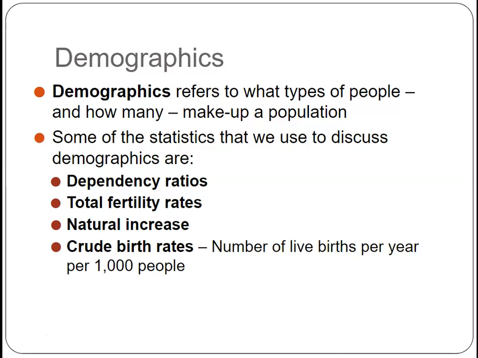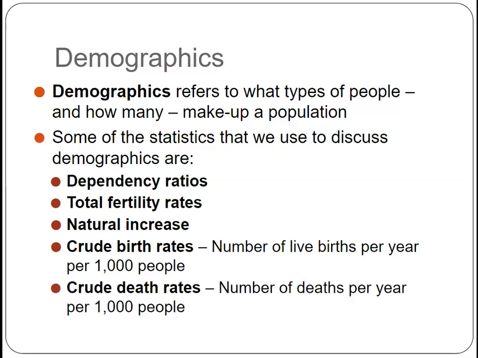Crude birth rate. This is just the number of live births per year per 1,000 people. We have babies who are born alive, and this is per 1,000 people per year. And then the converse of this would be crude death rate, so the number of deaths per year per 1,000 people. Okay, so again, this is just counting numbers.